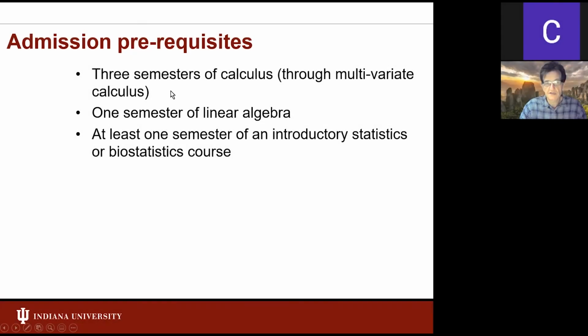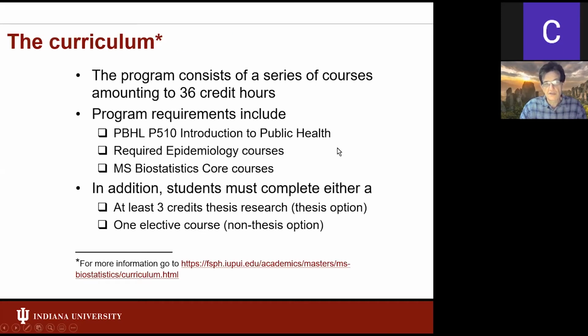Semester of calculus through vector calculus, you have that. One semester of linear algebra, you have that, and at least one semester of introductory biostatistics courses, which you already mentioned you have. The main part that you need to have are the three semesters of calc and one semester of linear algebra, and the only reason for that is so that you will have all the prerequisites to go to the math course, which I will describe in the next slide.